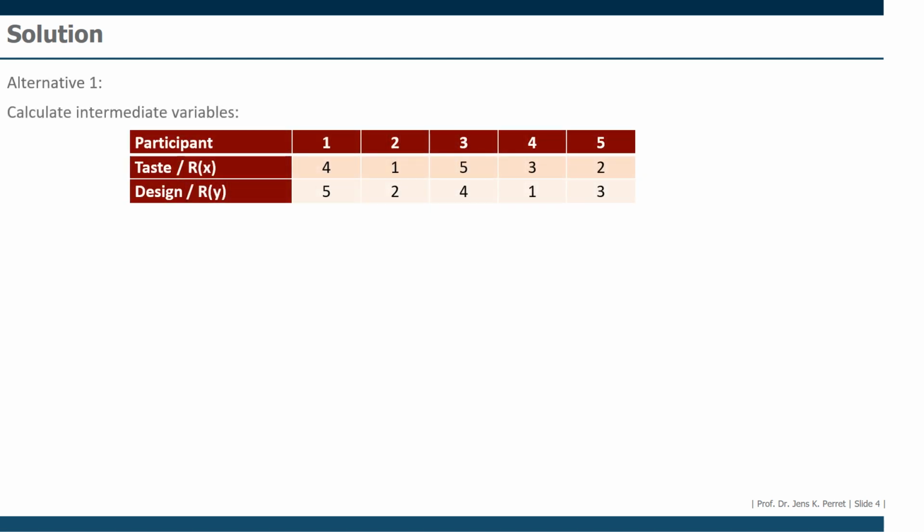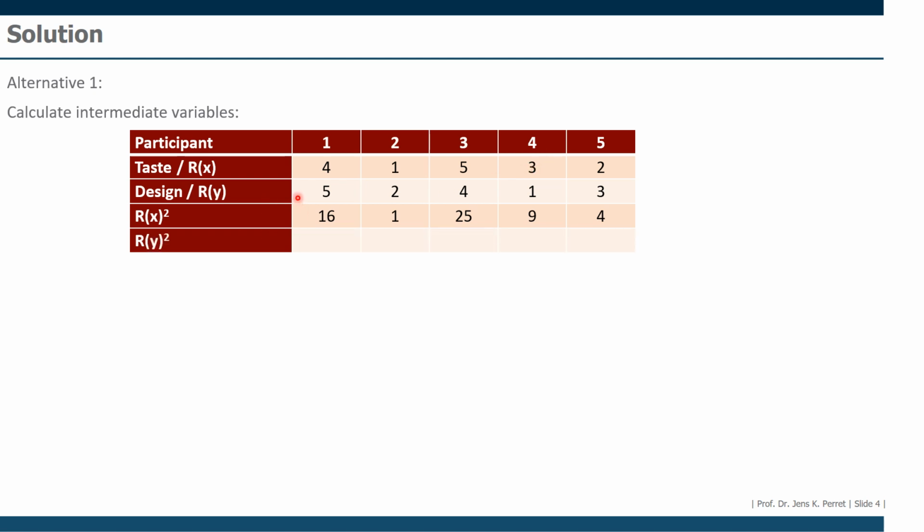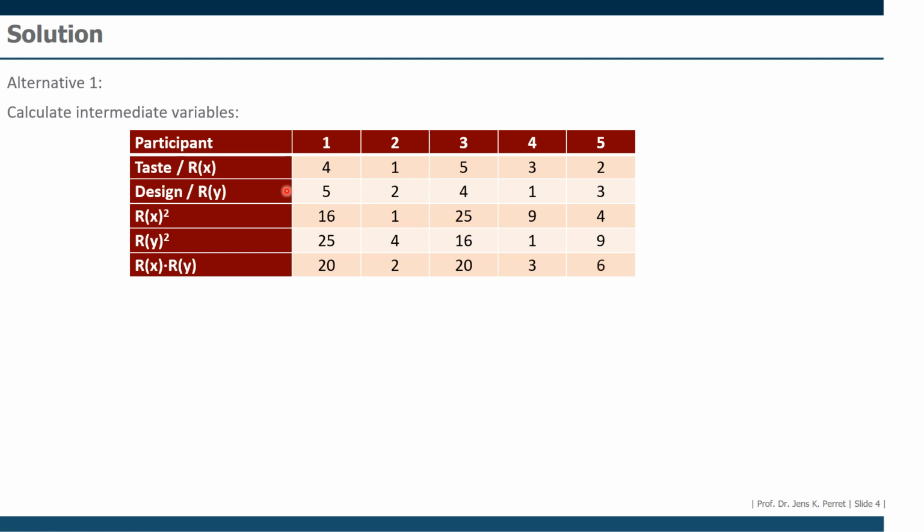So I'm going to copy the table with the ranks. I'm going to add the squared x ranks, which is just all these numbers from the first row to the power of 2. Then I'm going to do the same thing for the design, for the y ranked values, so 5 squared, 2 squared, 4 squared, 1 squared, 3 squared. And finally, I'm going to multiply rank of x and rank of y. So 4 times 5, 1 times 2, 5 times 4, 3 times 1, and 2 times 3.